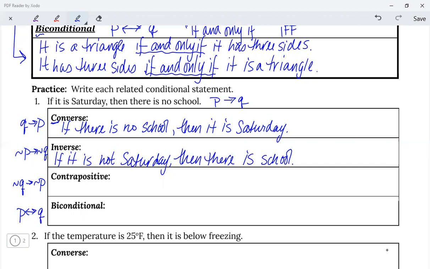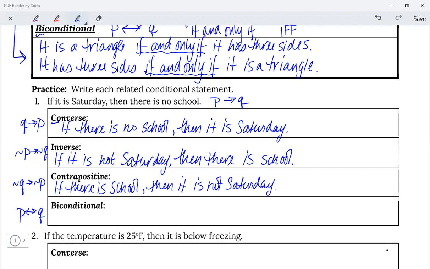Let's see, contrapositive. Switch and flip, do both to the original statement. So if there is school, again, changing the negation of that second idea, then it is not Saturday. That would actually make sense. So if there is school, it's not Saturday, because it must be Monday, Tuesday, Wednesday, Thursday, or Friday.